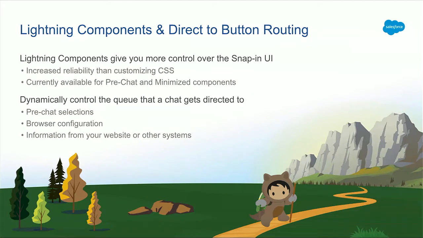The second thing we're going to be able to utilize is direct-to-button routing. So this is going to allow you to take pre-chat information. It allows you to take browser configurations, or really take information from your own systems and then use it to dynamically figure out which button, which queue, and which agent is equipped to take that person's chat.